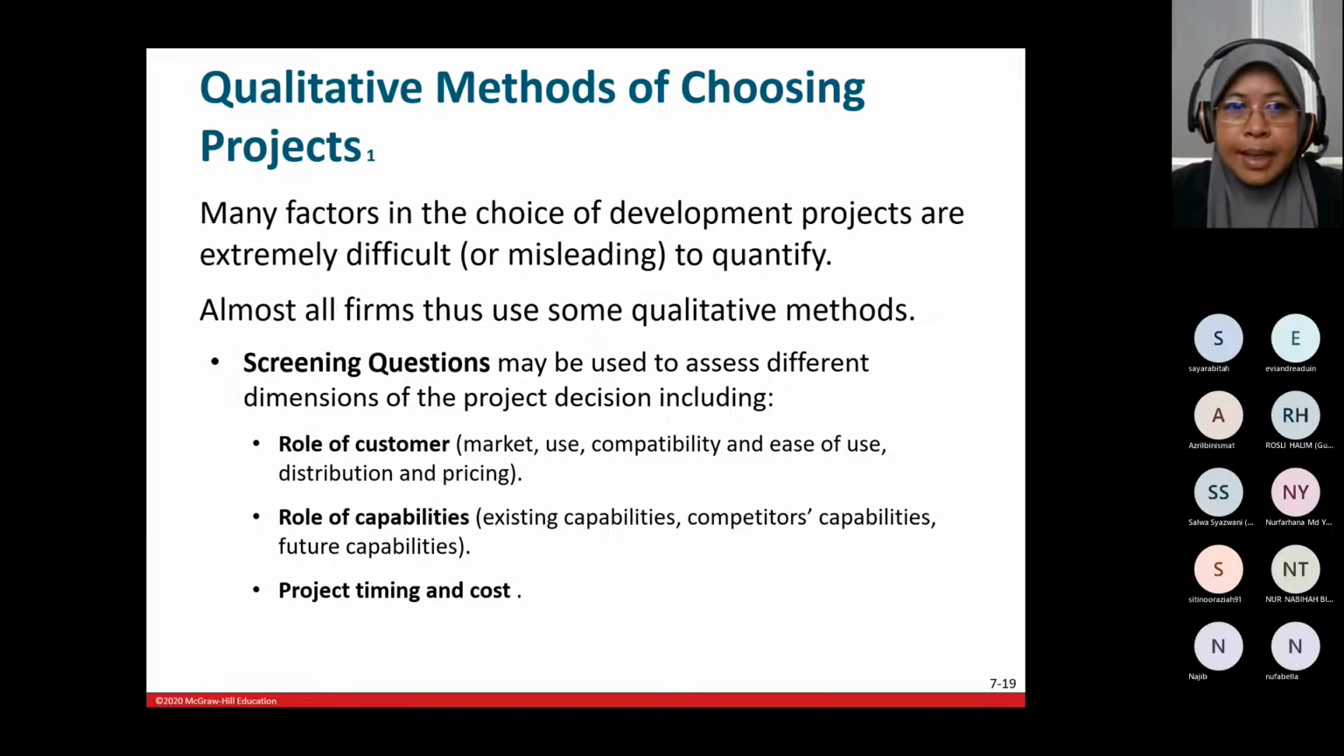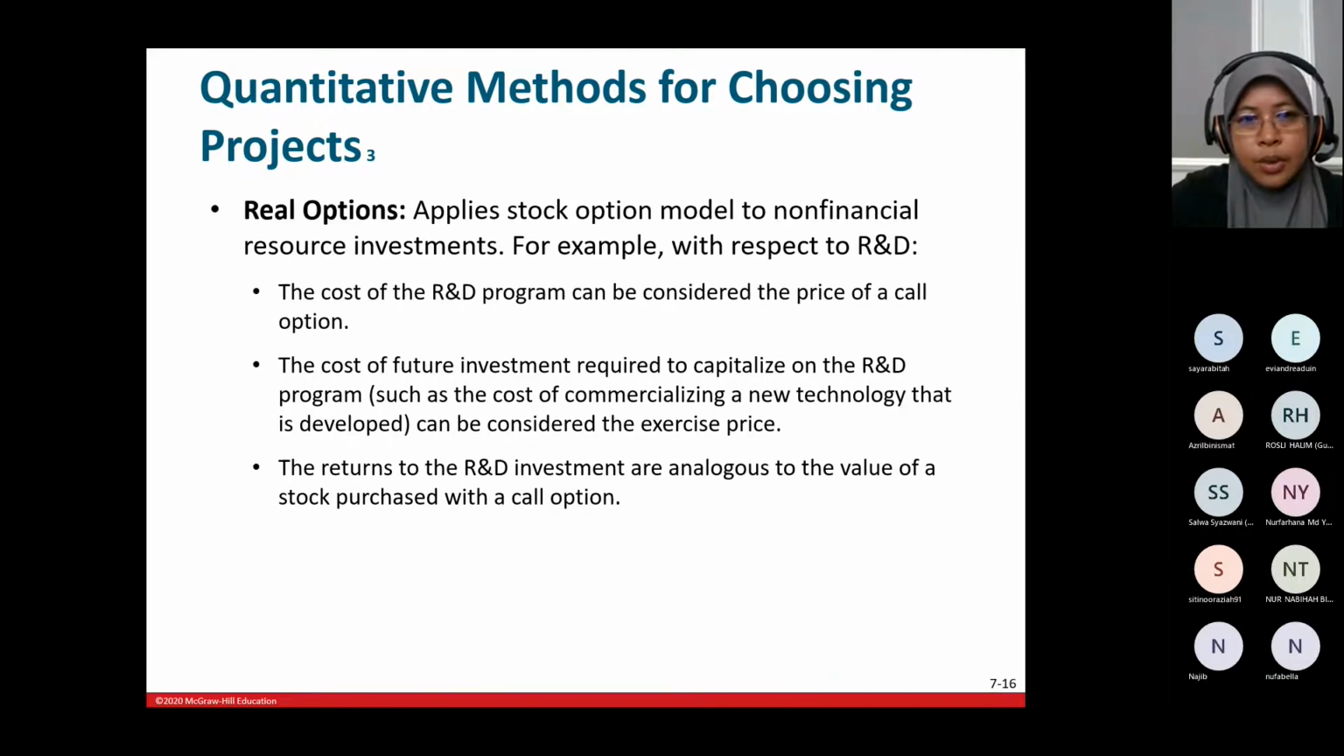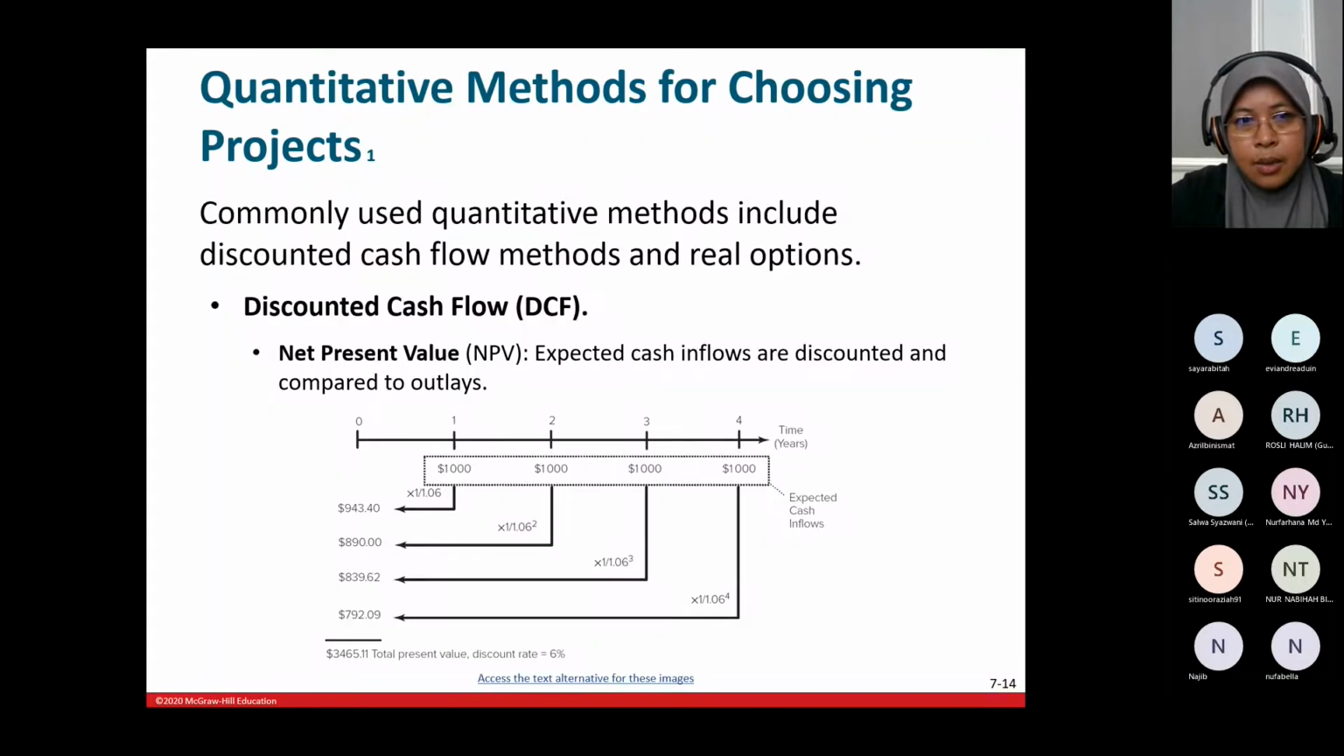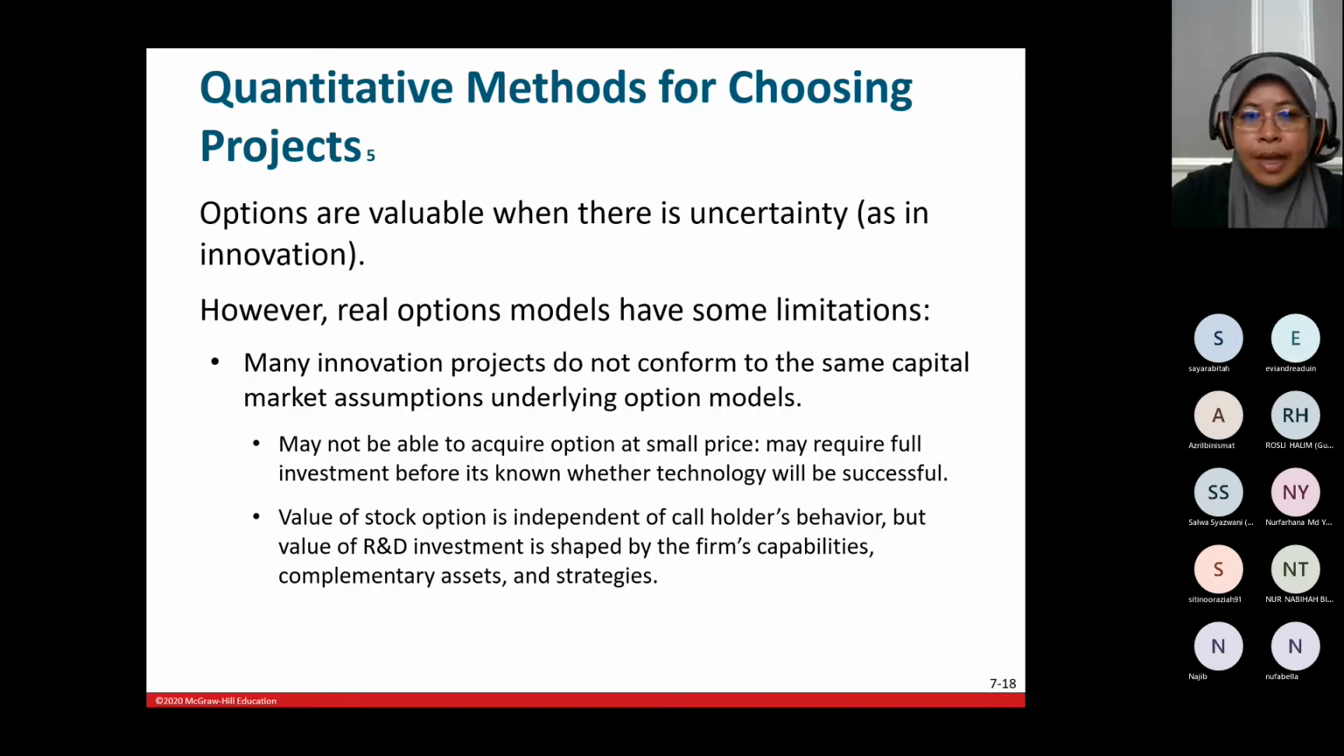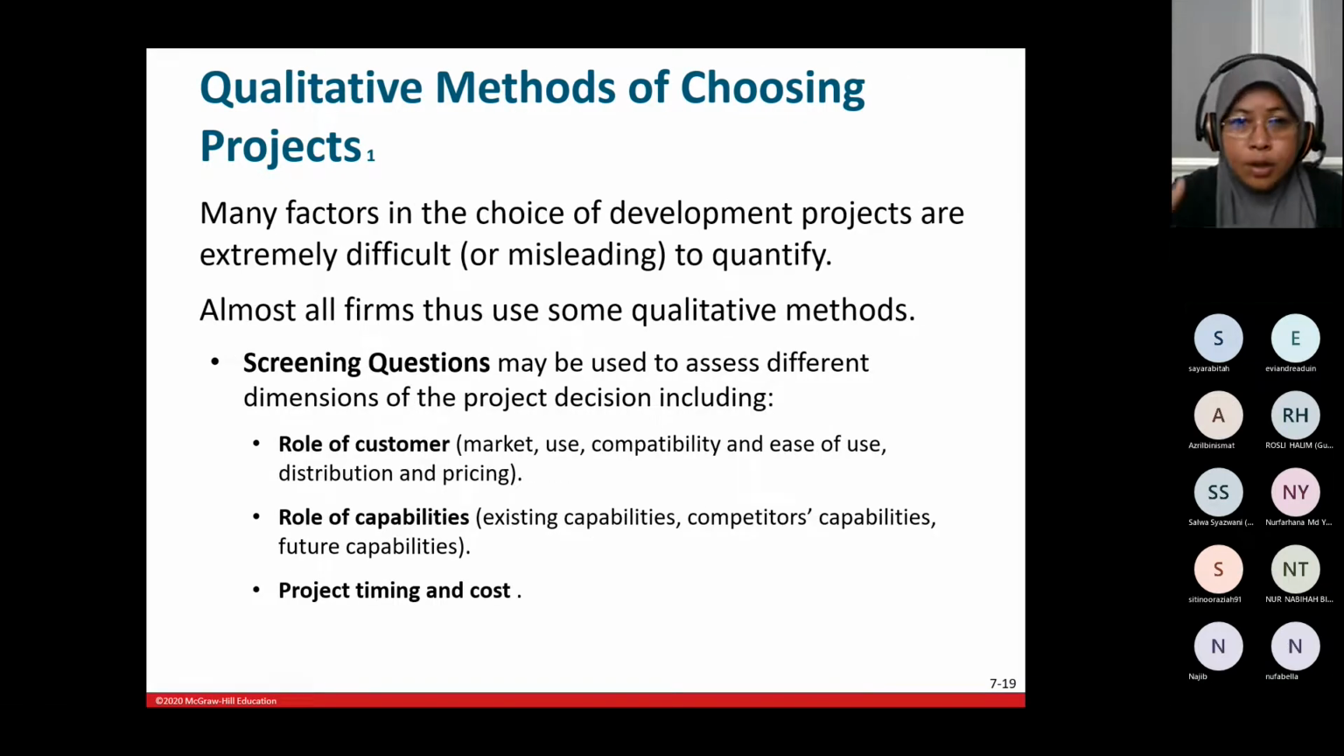Okay, this is a qualitative method of choosing the project. Many projects in the choice of development projects are extremely difficult or misleading to quantify. Not everything can be quantified. So almost all firms use some qualitative methods, such as screening questions, to assess different dimensions of the project decision. The real call and also DCF are both quantitative and can be quantified. But not everything is about quantifying.